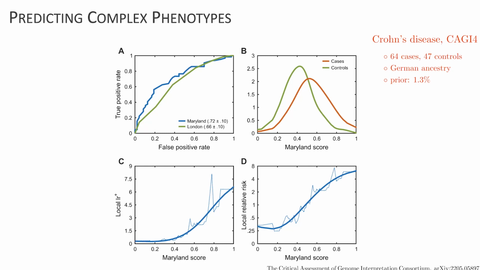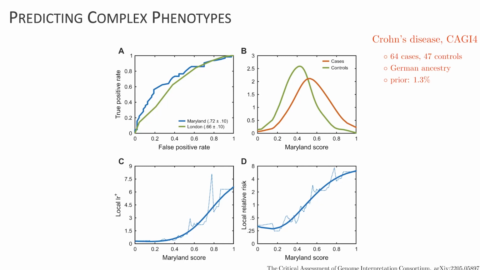As you can see, performance is around 72% for the top 2 methods, which were Maryland and London. When you describe the distributions of scores between cases, which is the red curve here, and the controls, one can see a reasonable separation between the scores. Importantly, mapping this to the same framework of local LR plus that Vikas just explained, you can see that again we see values of around 6, which means that these particular predictions could be useful in the clinic at almost the same level as some of the computational predictions for missense variants.